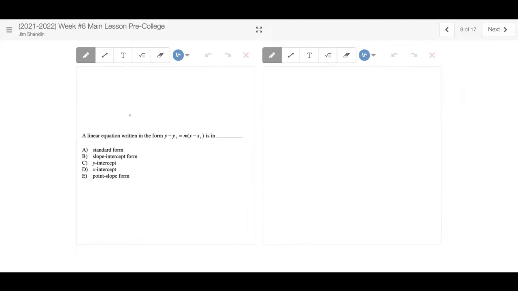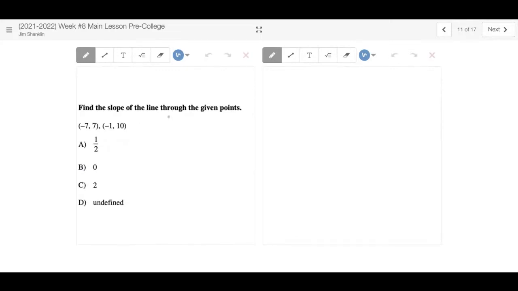The linear equation written in the form y minus y1 is equal to m times x minus x1 is point-slope form. Letter E. A linear equation written in the form y is equal to mx plus b is in slope-intercept form. Mr. Shanklin, you're making this way too easy.